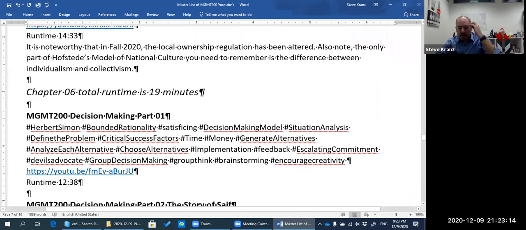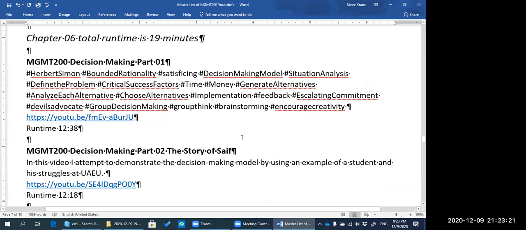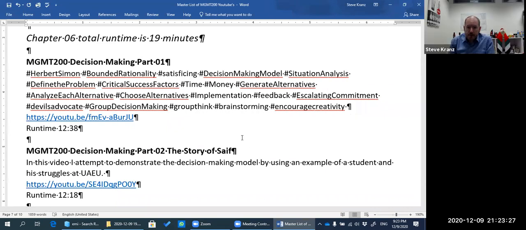So the next thing I covered was decision making. Go ahead, Asa. Is power distance considered as a good thing or not? No, it's neither good nor bad. That's a good question. I appreciate the question.